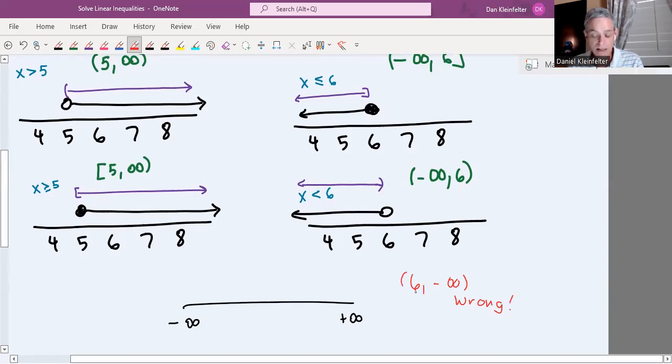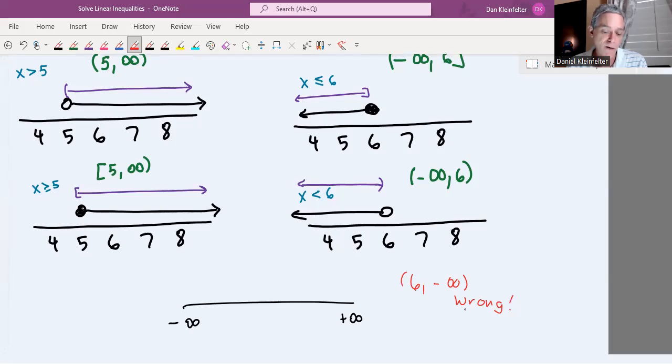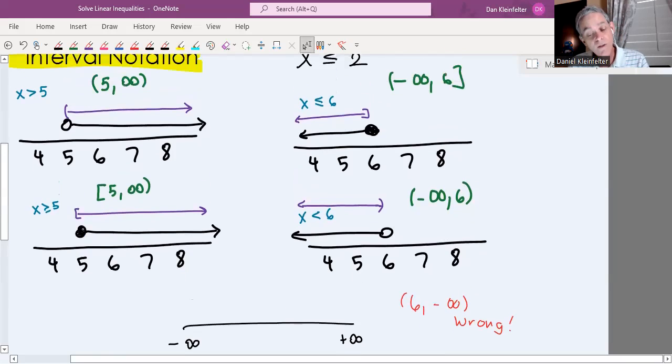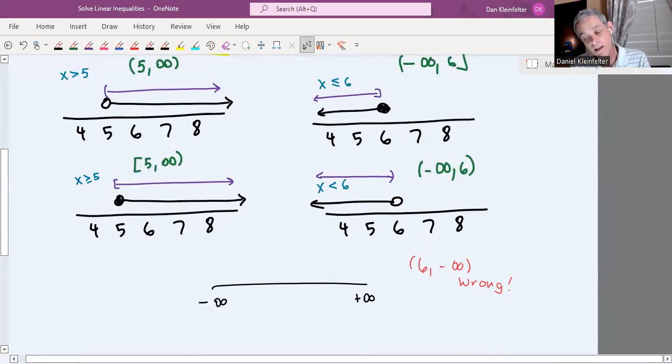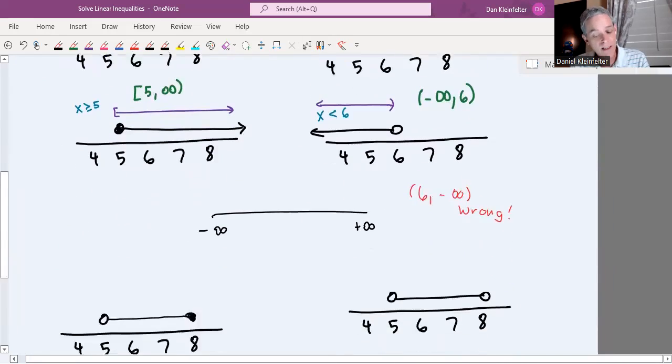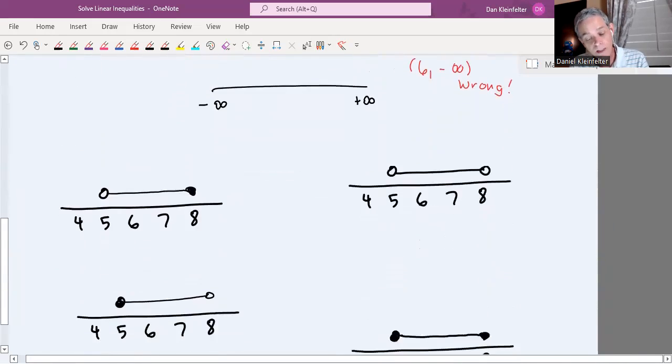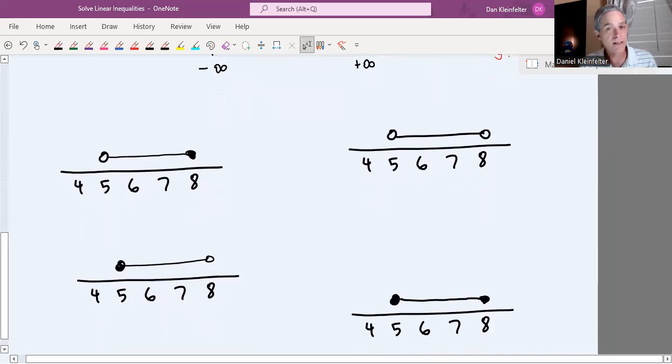If you write down things like 6 comma negative infinity, you're saying that 6 is smaller than negative infinity. Remember, numbers go in number line order. So this is how interval notation works, where the set of numbers goes on forever, either towards the positive infinity side or to the left towards the negative infinity side. If the set of numbers has a fixed start and end, like on these graphs, then the symbolism is going to be a little different.